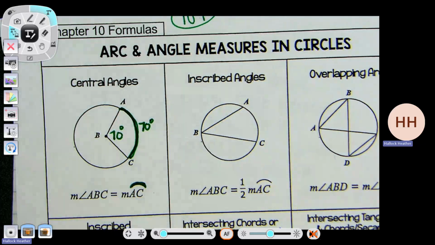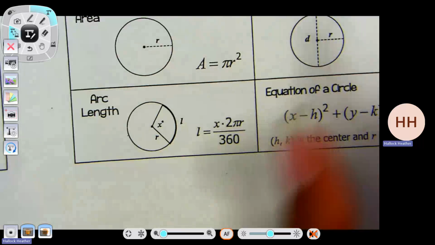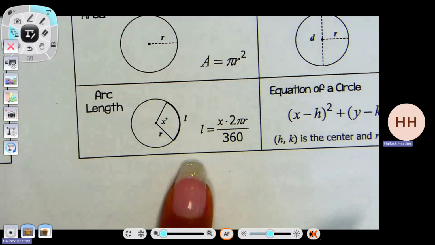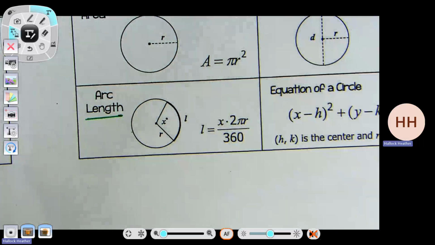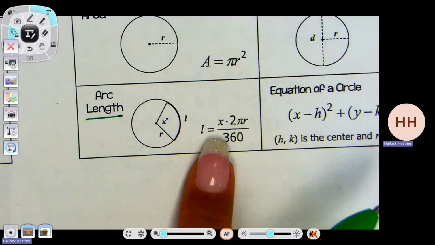The other formula that we're going to work with today is arc length. So arc length is literally the length of the arc. If you have a pizza crust, and you eat the pizza and you just have the crust left, to figure out how long your crust is, because it's got a slight curve to it, you would have to use this formula.